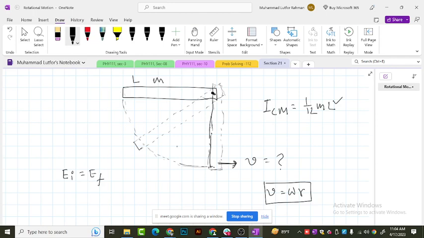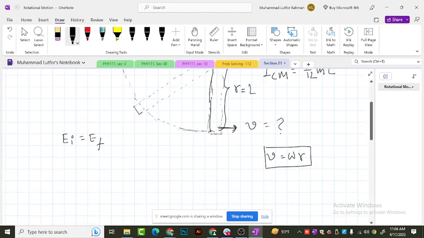If I can find the angular velocity, and r is simply the distance from here to here, which is L, the length of this meter stick, then I'll be able to find the velocity at which the meter stick strikes the wall.